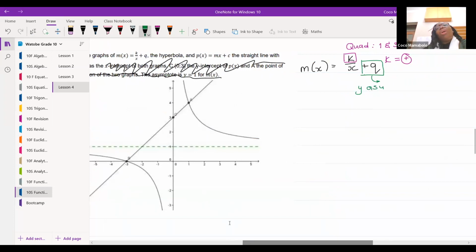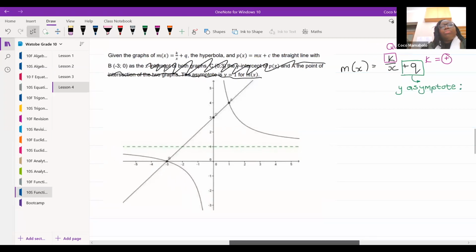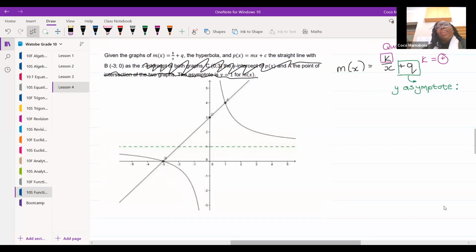Now, look at our graph. Where is our y asymptote, guys? Which value? Good, it's at 1. So we automatically know that this q is then going to be 1. So now our equation reads, I'm just replacing m of x with y, y is equal to k over x plus 1.